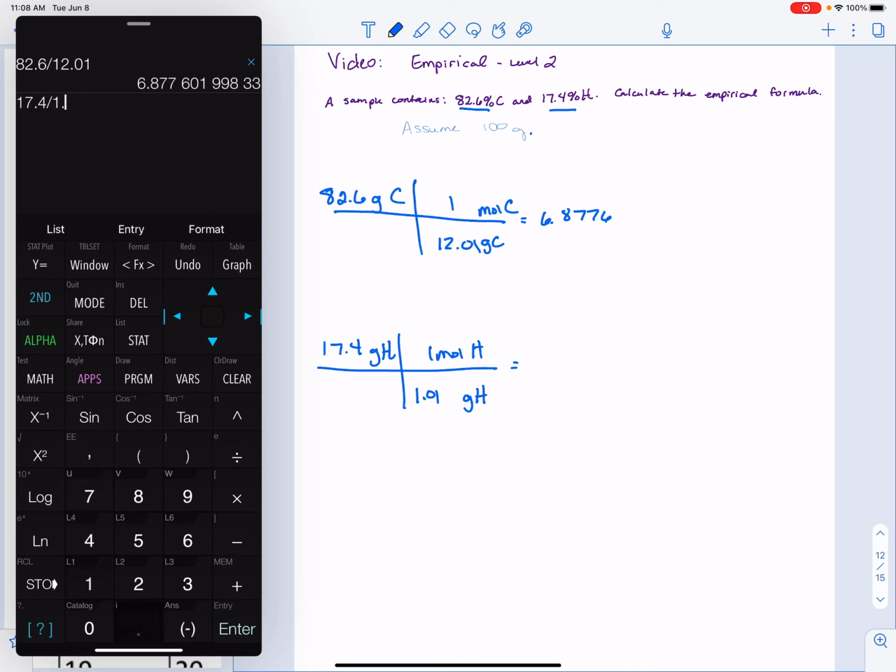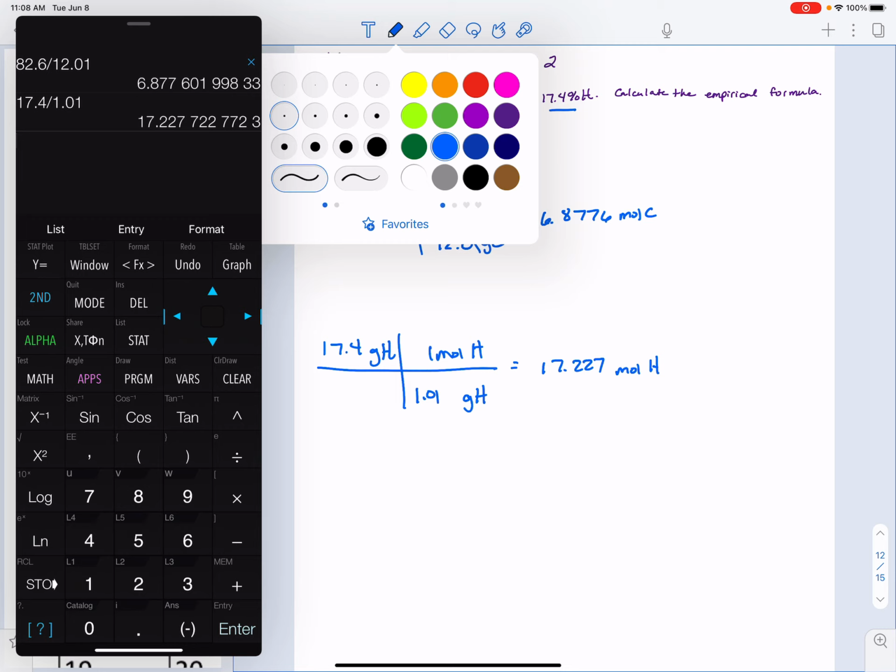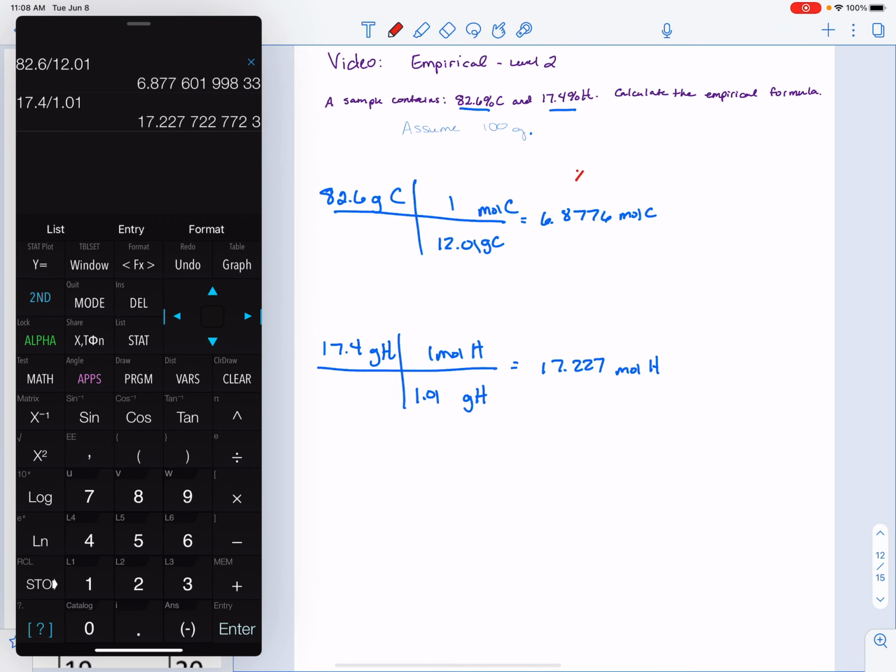17.4 divided by 1.01. It's going to be really close to the 17 number, 17.227. Now you already remembered the next step, right? Because you did it when you were doing the regular empirical formula. I like to change colors just to emphasize it. Remember, you're going to divide by the smallest. So that's not new. This one is smaller. It's not always the top one that's the smallest. It just was coincidental that I wrote that one in there.